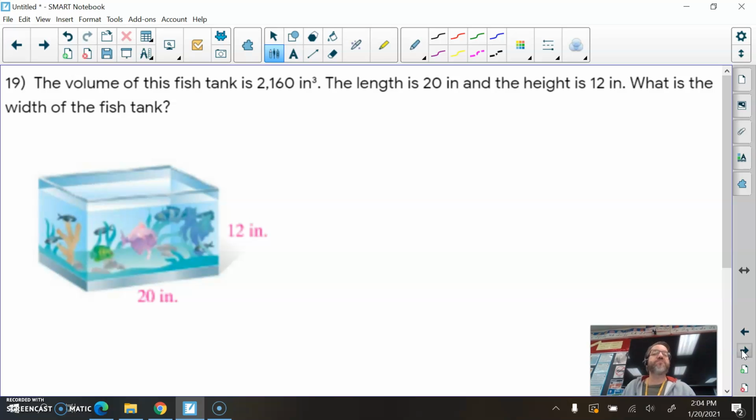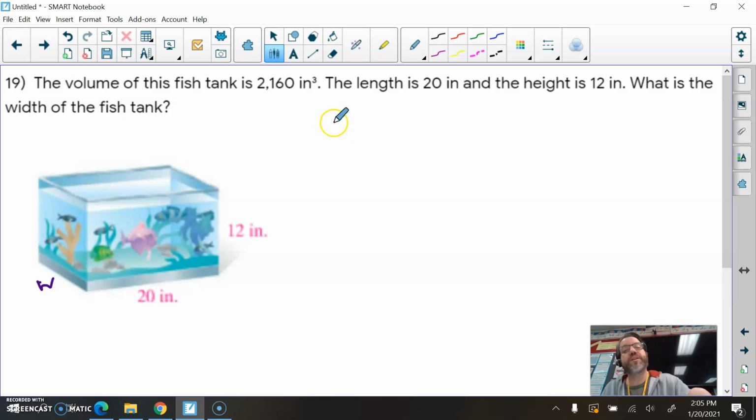Number 19, the volume of this fish tank is 2,160 cubic inches. The length is 20 inches and the height is 12 inches. What is the width? You see the width here is not given. I'll just put a W there for that unknown width.